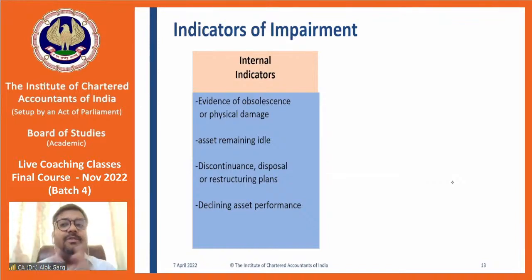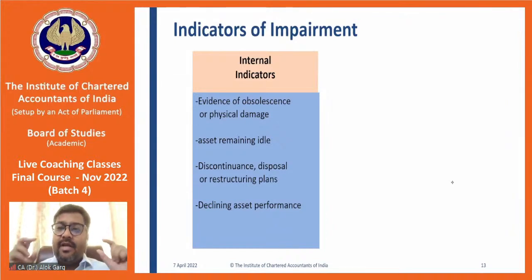So what indicates you that yes, we need to perform an impairment testing exercise? We need to estimate the recoverable value. What motivates you? What inspires you? So if there is some indicator which says that there could be an impairment, then you will go for estimating the recoverable value, and then you will check actually whether there is an impairment or there is no impairment, right? So first of all, if I talk about internal indicator, the first one is evidence of obsolescence or physical damage.